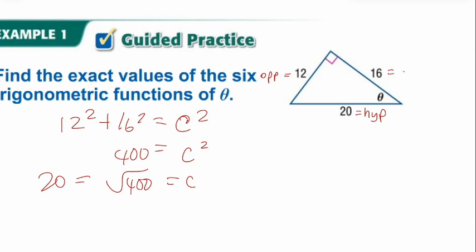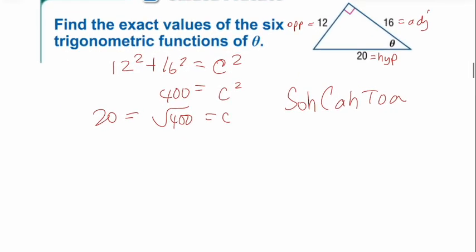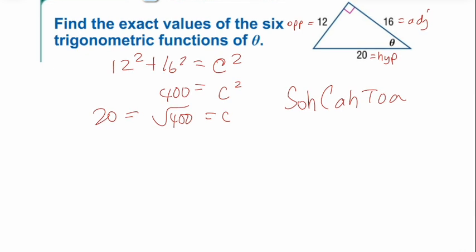And so that means this one is my adjacent. So again, you find all three sides. Once you know all three sides, label them. Now we're ready to proceed with our SOH-CAH-TOA. I again tend to always write them in the same order: sine of theta, cosine of theta, tangent of theta. So then you'll have them memorized.